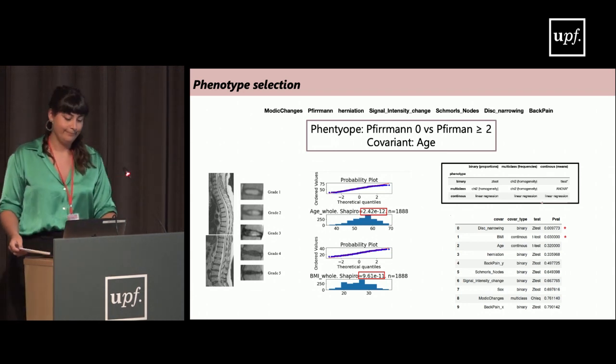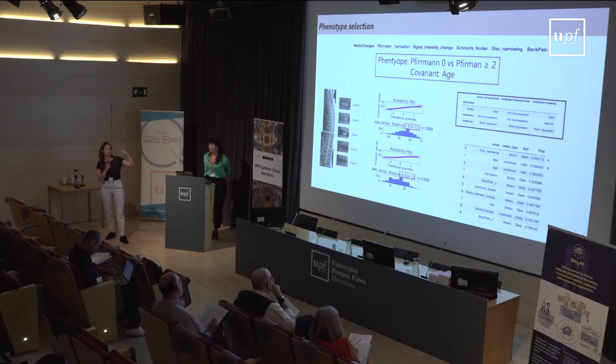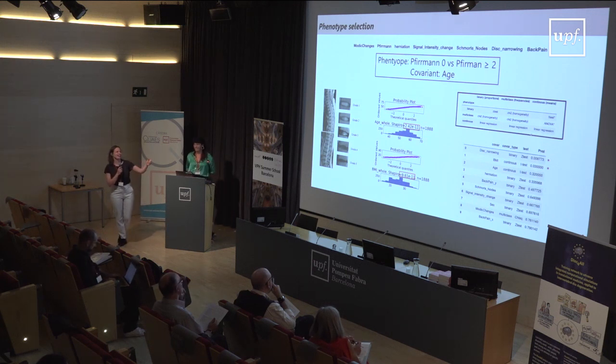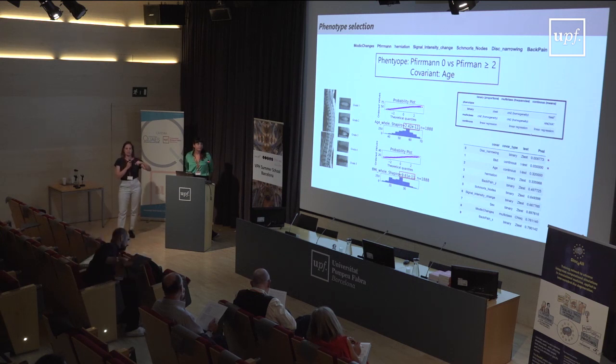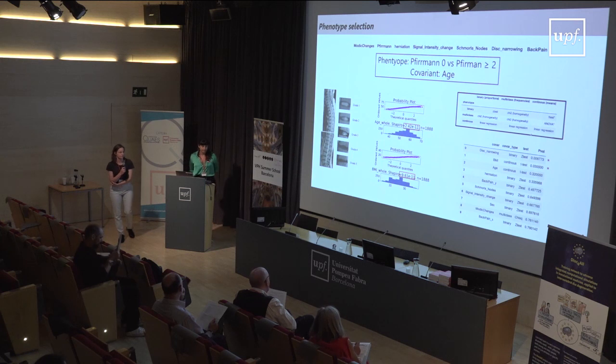As phenotype, we chose the Pfirrmann grade. So Paola chose Pfirrmann grade, I chose the Modic changes. We will show Paola's data in this presentation. So we chose Pfirrmann 0 as control group and Pfirrmann greater than or equal to 2 as positive group. So we then made a new matrix with zeros and ones, as we did not want a multi-class, but a binary: either it's Pfirrmann or not. As covariate, since age can be associated with an increased Pfirrmann grade, we chose it.